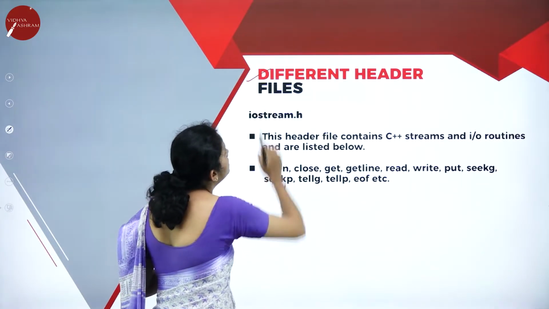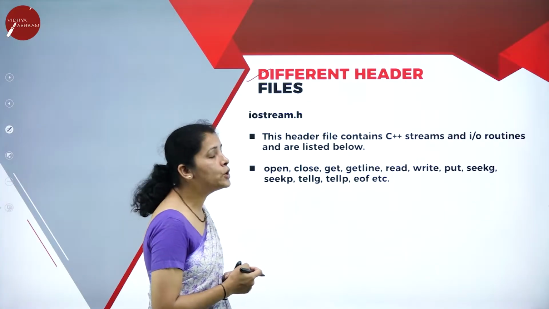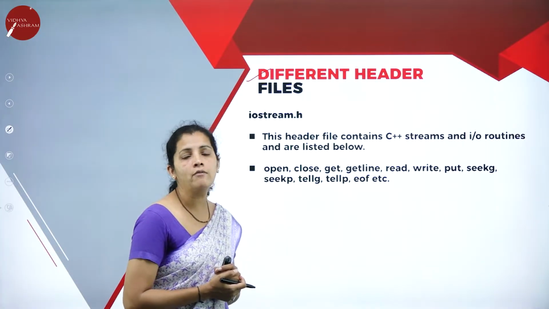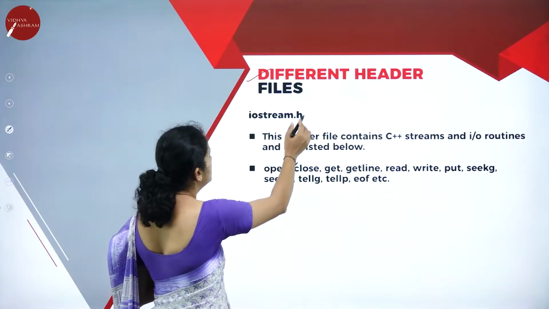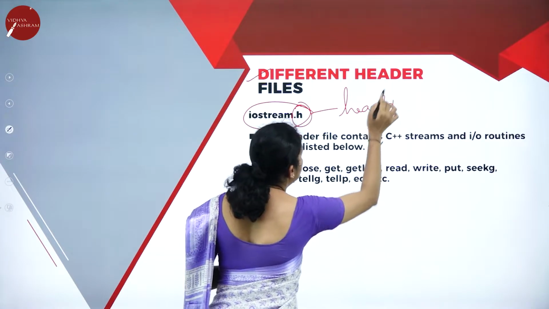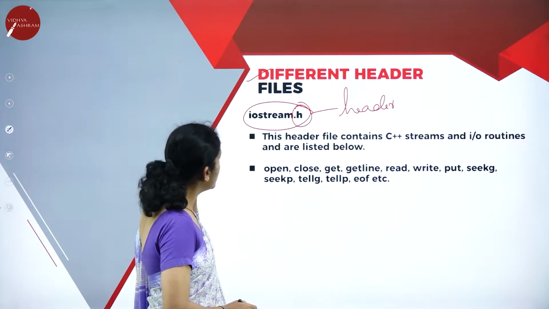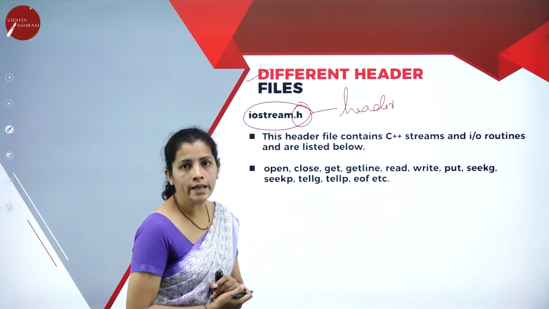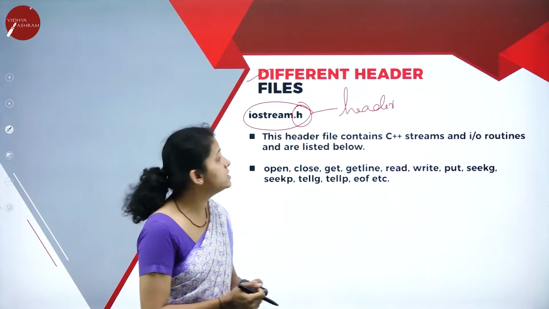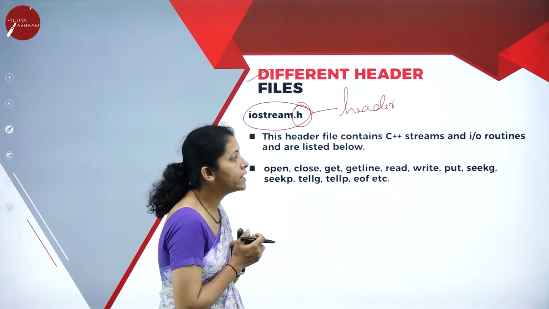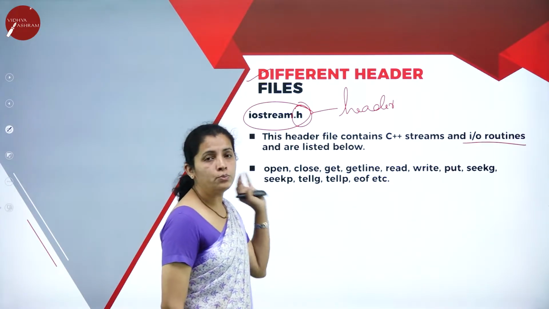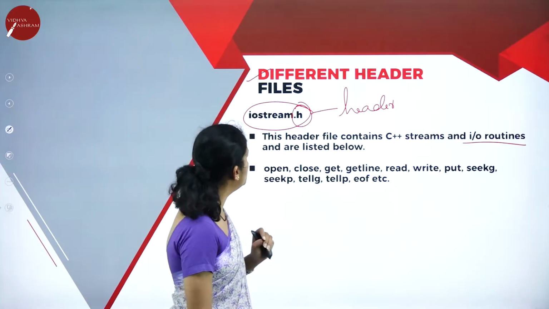Now the different header files which are supported by the C++ programming language. First, I'm going to have iostream.h. So what is .h here? That is nothing but the header file. The first header file I require here is iostream.h. That means to perform all the input as well as output functions, I require the iostream.h header file. It is going to perform all input and output routines.